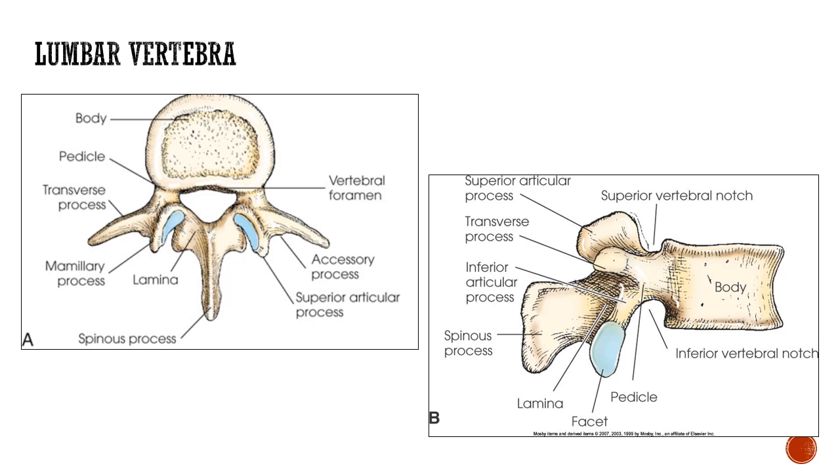So here's the lumbar vertebra. It still has the body. Here's the pedicle, and we get our inferior and superior vertebral notches, which give the intervertebral foramina. We have the transverse process, the lamina on both sides, and then the spinous process as well. The spinous process is much more broad and not positioned as inferior as on the thoracic vertebrae.